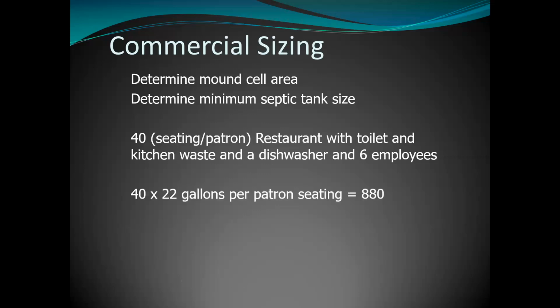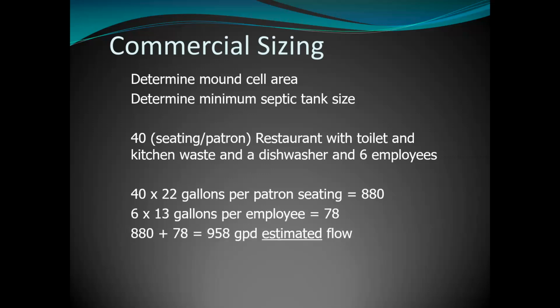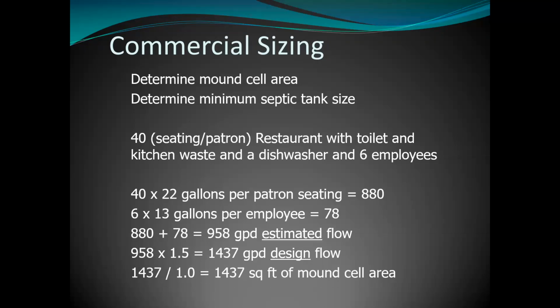So patron seating here, a restaurant with toilet and kitchen waste: 40 seats times 22 gallons per patron seating is what the table says. 6 employees at 13 gallons gives you a total of 958 estimated flow. And then we multiply that by 150% to get our design flow. So just be aware, we have that in there.